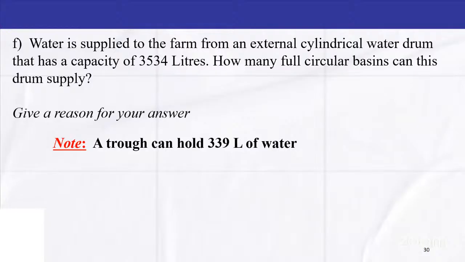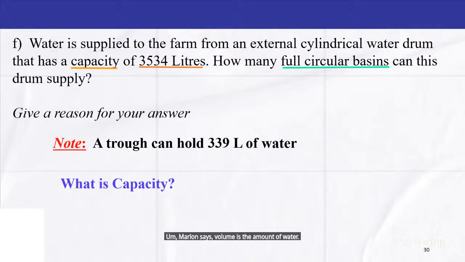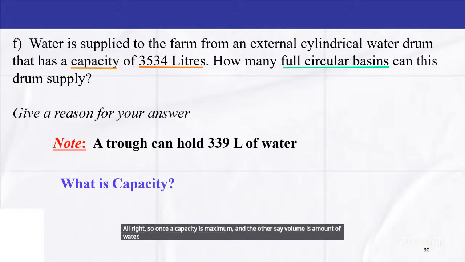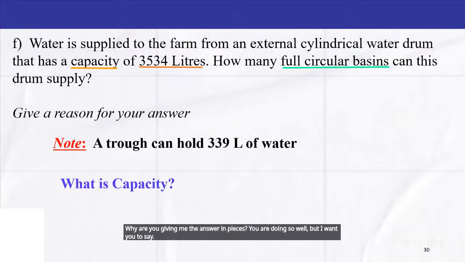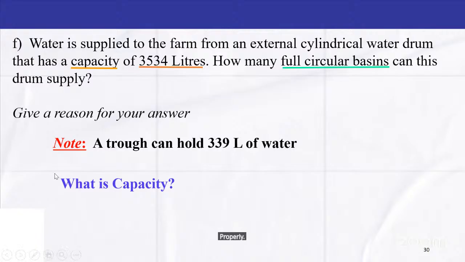What do you mean? Marlon says volume is the amount of water. All right, so one says capacity is maximum and the other says volume is the amount of water. Why are you giving me the answer in pieces? You are doing so well, but I want you to say it properly. Come. So bear in mind, those are two different students.